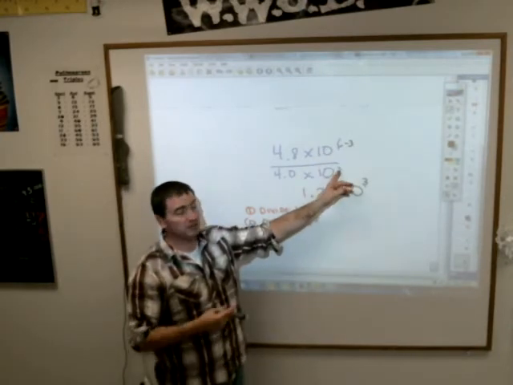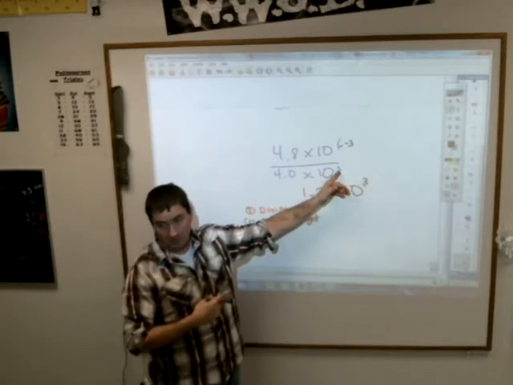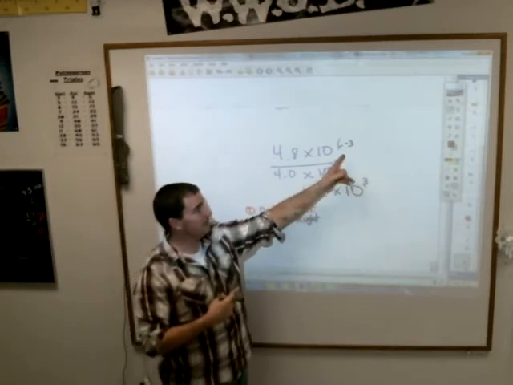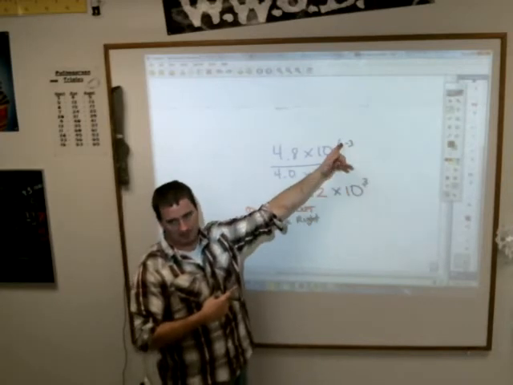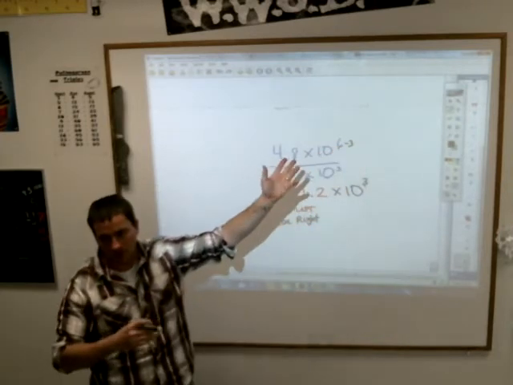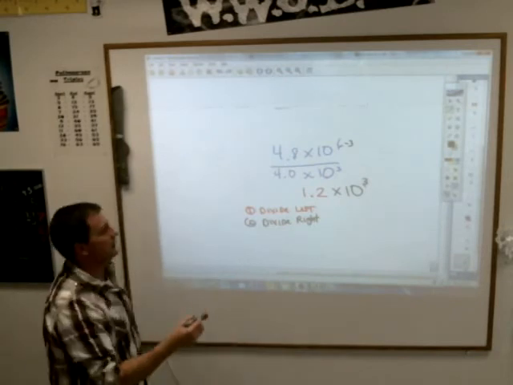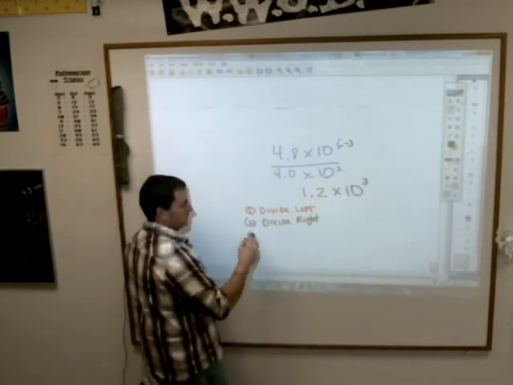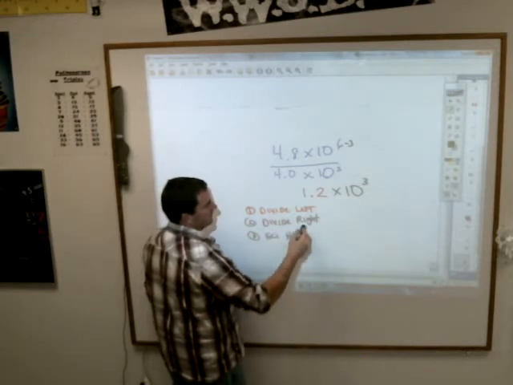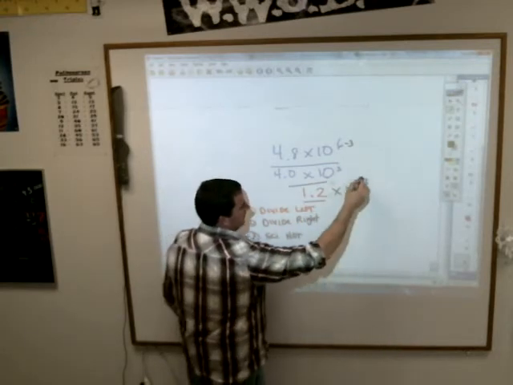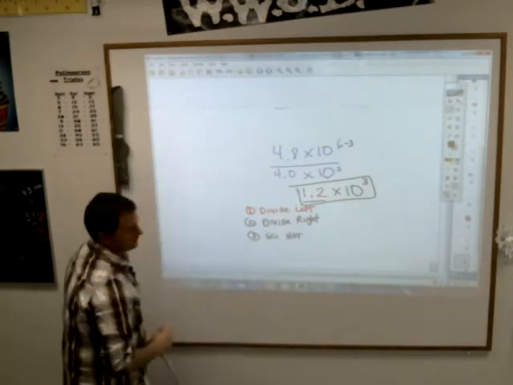You have to be careful, because if this was a negative 3 I was dividing by, when you subtract a negative 3, that's actually adding 3. Had this been a negative number, I'd actually add it to 6, because two negatives next to each other make it positive. And then step 3 is make sure it's in scientific notation, and in this case, it is. The numbers between 1 and 10.